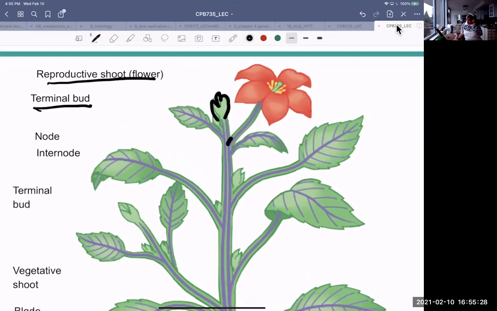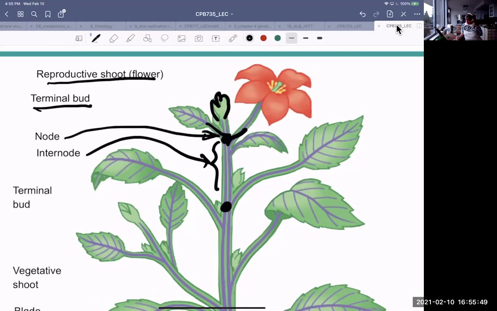Between where the stems grow from, here and here, this is called the node, another node, and this is the, let's see, sorry, I erased it by mistake there. This is the internode, and this is the node there. That's the terminal bud. Here's another terminal bud.